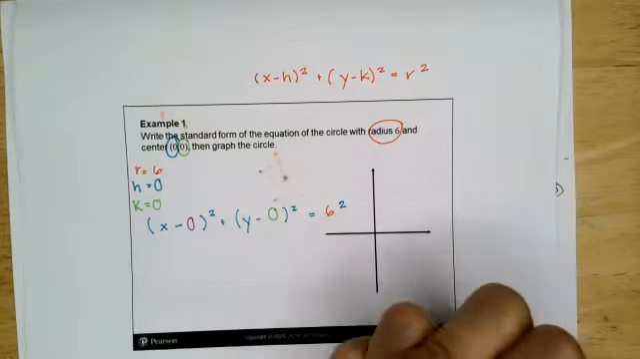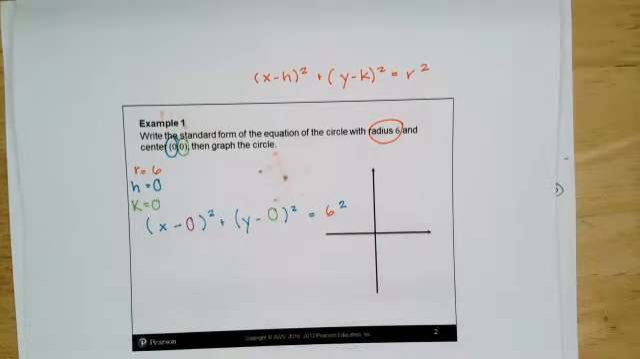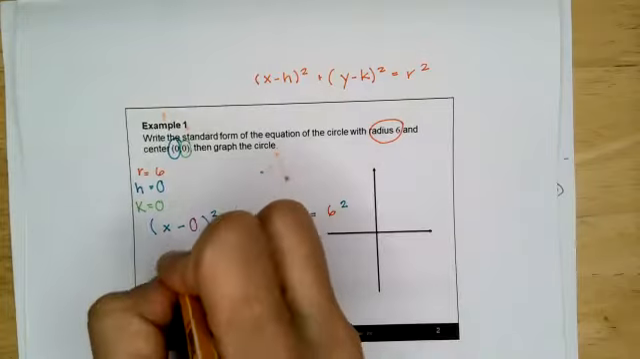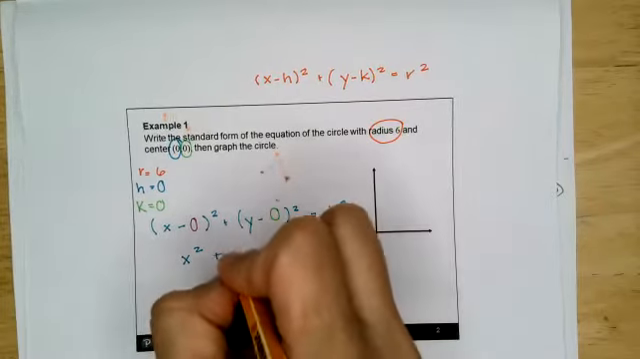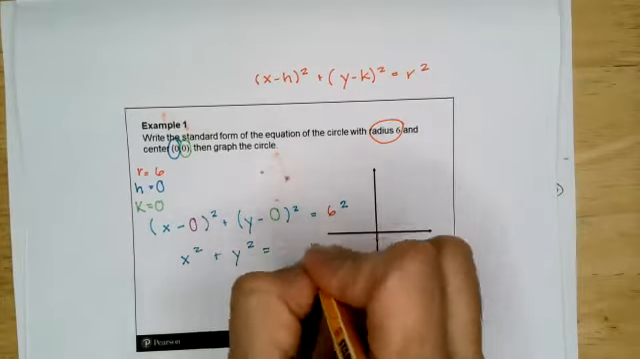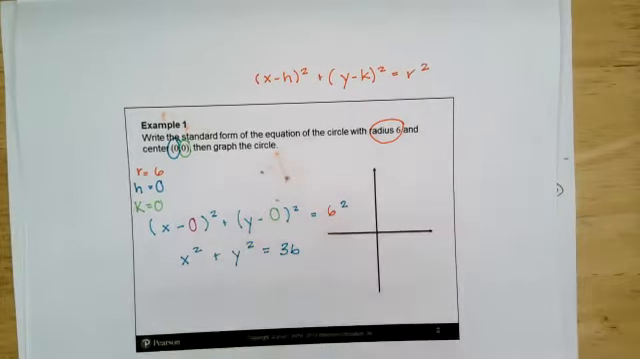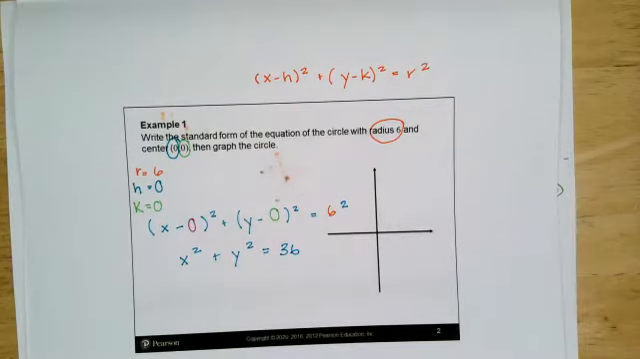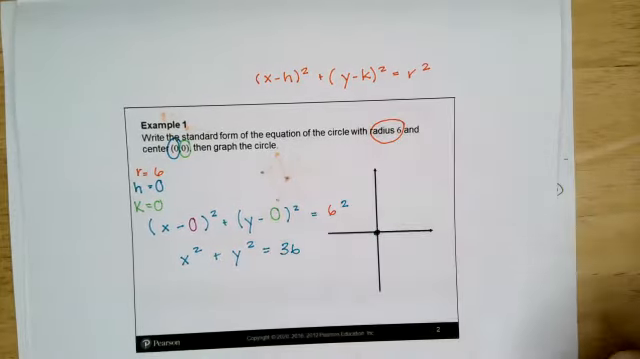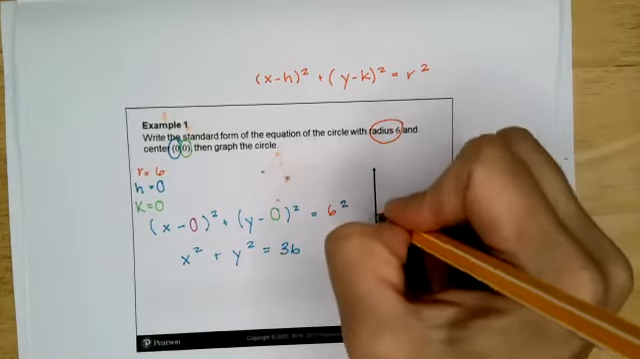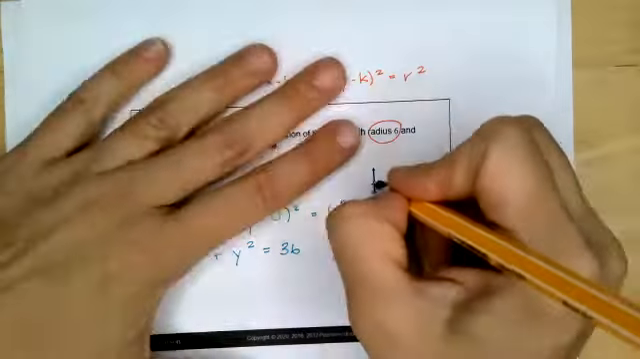So all I'm going to do now is simplify it very succinctly. x minus 0 squared is still x squared. y minus 0 squared is just y squared, equals 6 squared, which is 36. Good. How do you graph that? Start at the center and use the radius. So count 6 up.